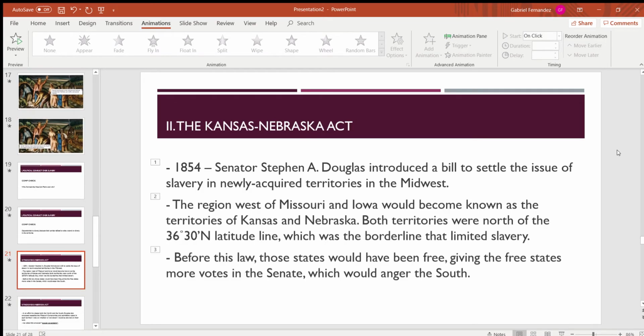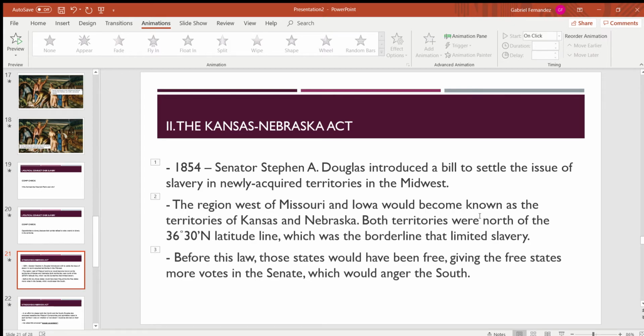So we're on to section 2 now, which is all about the Kansas-Nebraska Act. Fast forward to 1854. Once again, we're talking about Senator Stephen A. Douglas. You might recognize him as being the same Douglas who settled the Compromise of 1850. So Douglas is going to introduce a bill to settle the issue of slavery in newly acquired territories in the Midwest. The region west of Missouri and Iowa would become respectively known as the territories of Kansas and Nebraska.